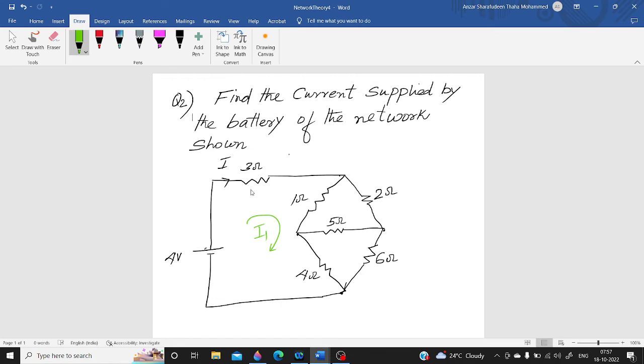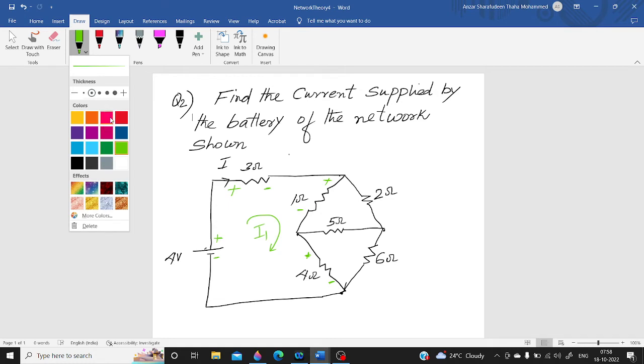Let me consider the polarity of that mesh also. The current is flowing in the clockwise direction, so here there is a decrease in potential. Again, here there is a decrease in potential. Here also there will be a decrease in potential. And here the polarity is already given, there is an increase in potential. So we have done the polarities for the first mesh.